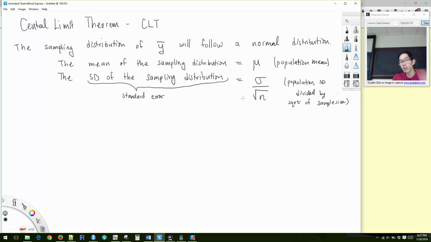Okay, and so this captures the notion that when our sample size increases, as n gets bigger, our standard error, or the standard deviation of the sampling distribution, will decrease, right? Because n is in our denominator. Okay. So it's going to follow a normal distribution, okay, as long as the sample size is large enough.